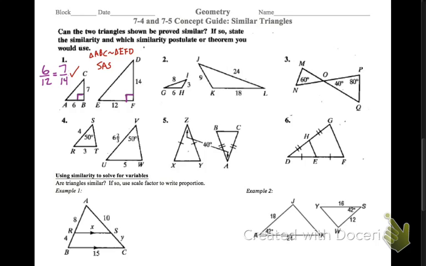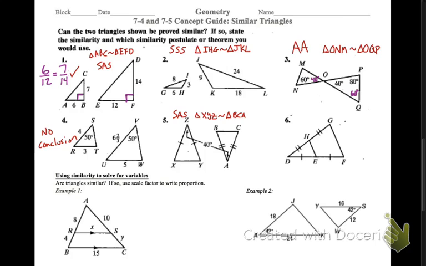Go ahead and see if you can apply angle-angle, side-angle-side, and side-side-side to 2 through 6 as well. Give it a shot. Okay, there's answers to 2 and 3. There's 4 and 5. If these two sides are congruent and these two sides are congruent, they have to be, their proportions are the same. So side, angle, side works here.